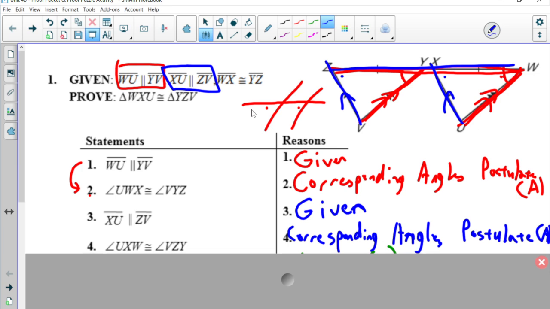So I'm going to outline those. That is UXW right here with VZY as right here. And why do I know those are congruent? Because they're corresponding angles. And I know corresponding angles have to be congruent.